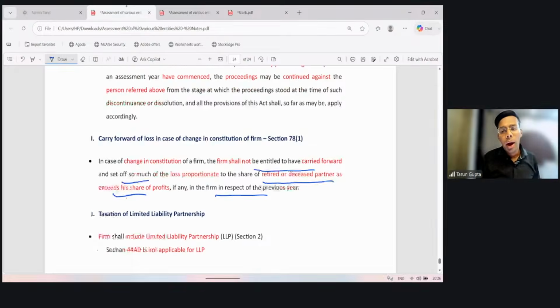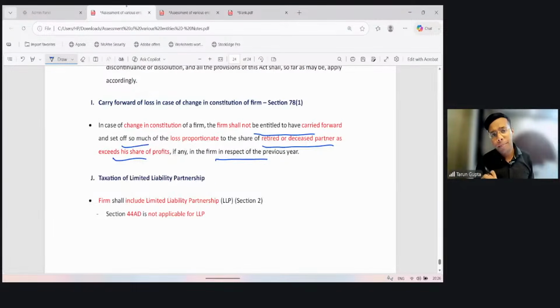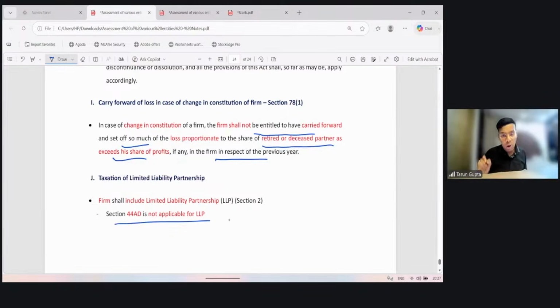This we all discussed about the partnership firm. What about LLP? Under the Income Tax Act, partnership firm includes LLP. So whatever we discussed about the partnership firm is equally applicable to the LLP. The only difference is a firm is eligible for 44AD, the presumptive scheme of taxation in case of eligible business, 6% or 8%. Such 44AD is not applicable to LLP per se. Otherwise, all the provisions which are there for a firm are equally applicable to LLP as well.